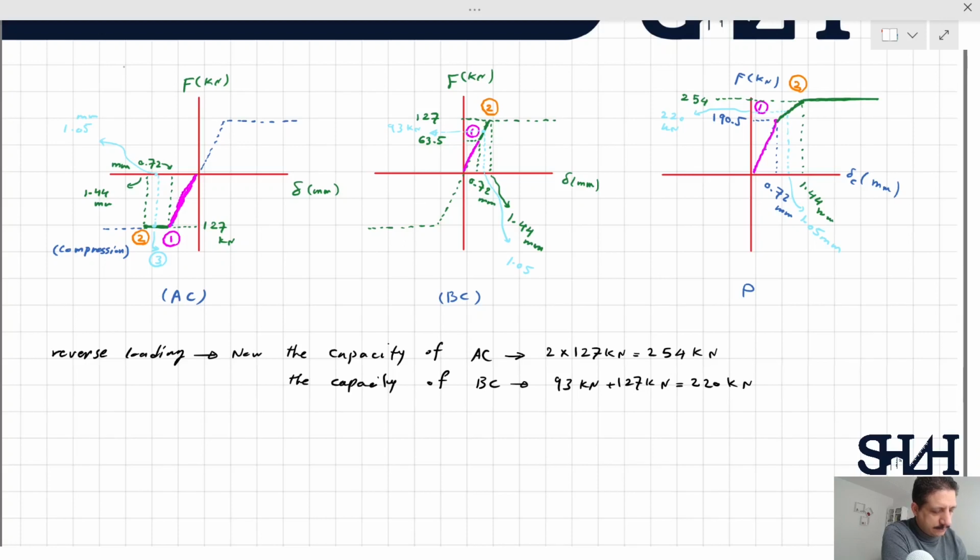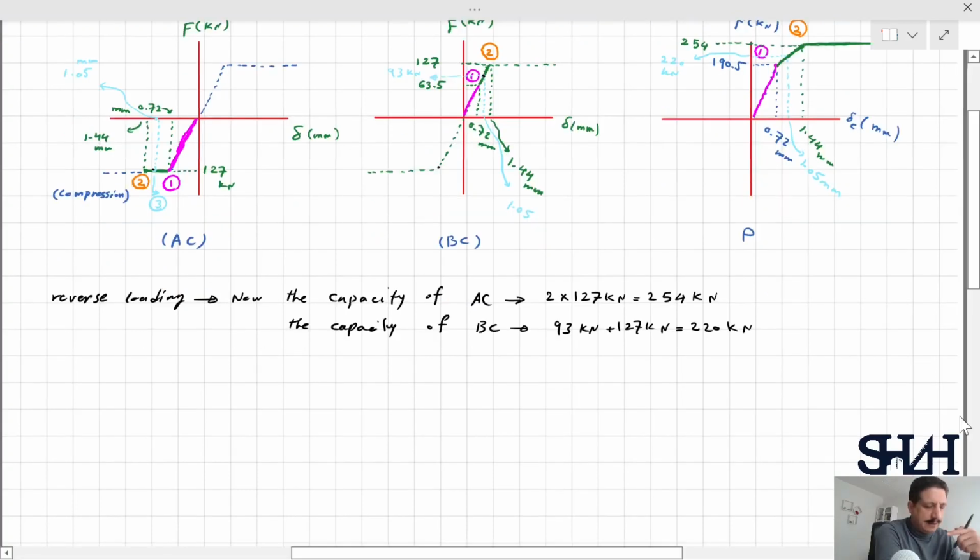220 kilonewton. From the graph also we can see, if we start from here, then it can come as elastic material up to this point. And from here, it can come to this point. So we have 93 plus 127. The other side, we have 127 plus 120.